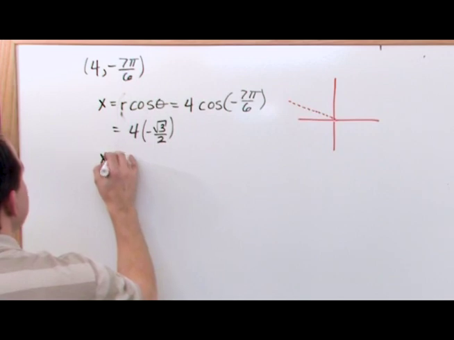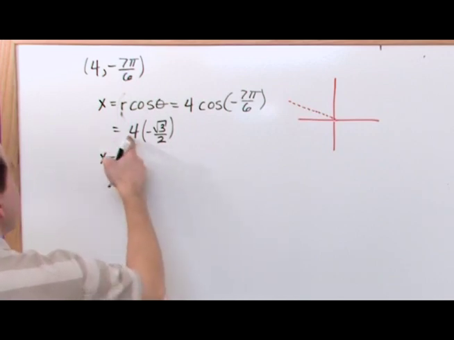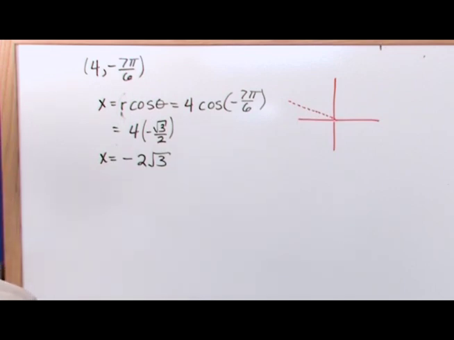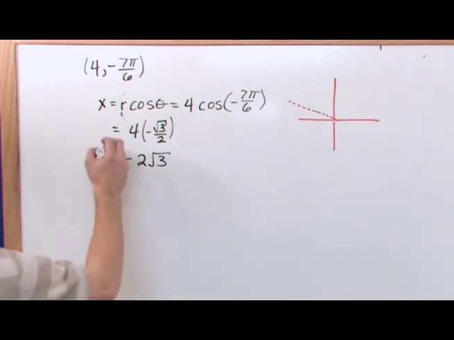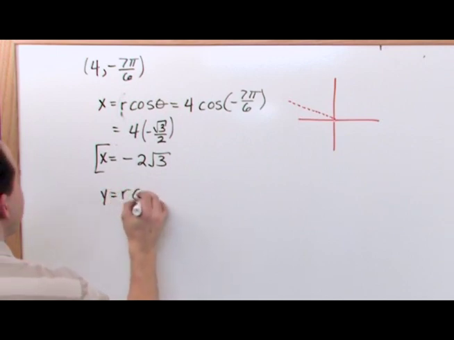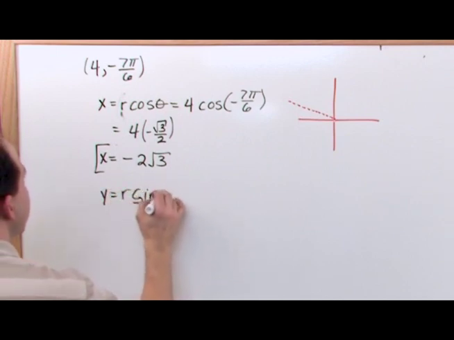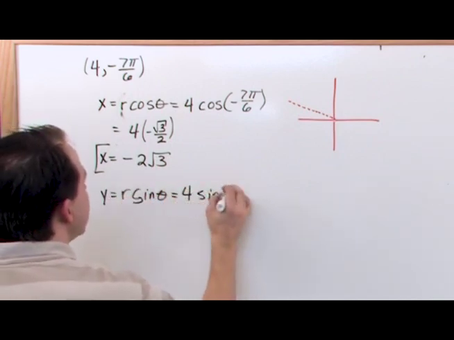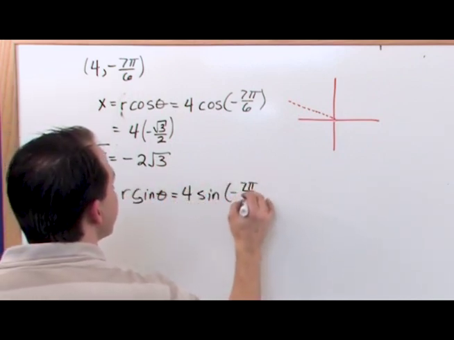So x is going to be equal to negative 4 divided by 2 is 2 times the square root of 3. Okay, x is equal to negative 2 times the square root of 3. That's factor number 1. And then y is going to be equal to r times the sine of theta. And r is again equal to 4. And we have sine of negative 7 pi over 6.